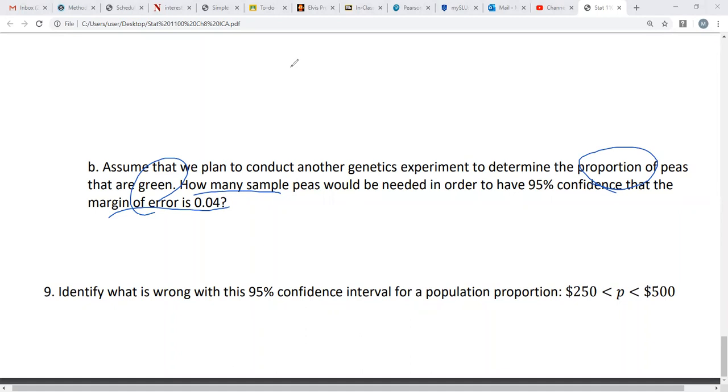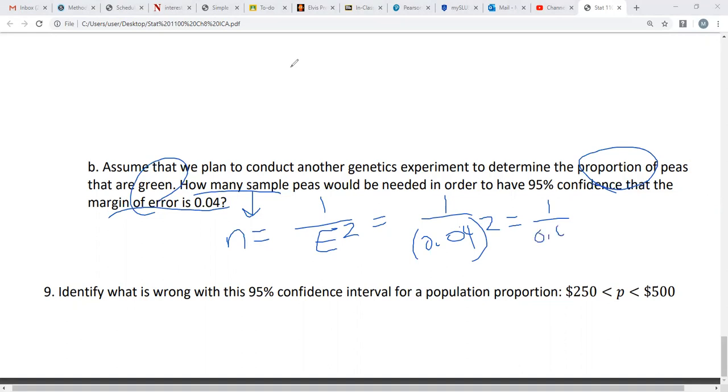So here, since we're looking for how many, we're calculating a sample size. N is equal to 1 over E squared. We have our E value of 0.04. Taking that value squared gives us 0.0016 in the denominator. And then 1 divided by that value gives us 625 P's.